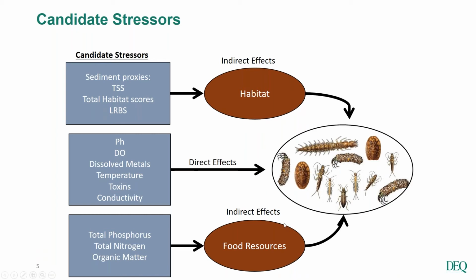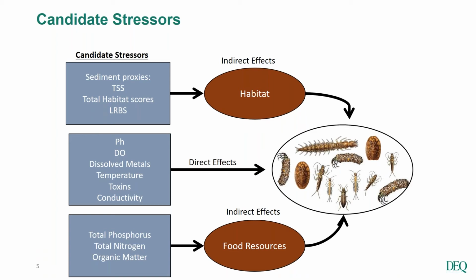But we also have parameters that have indirect effects. So things like sediment can affect the habitat of a stream where the rocks aren't clean or don't have the interstitial spaces that are needed for some more sensitive taxa.